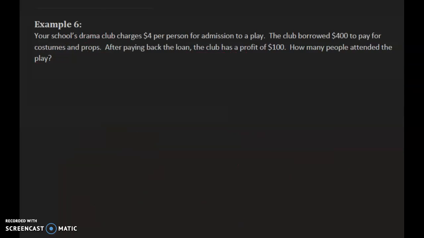This example says, your school's drama club charges $4 per person for admission to a play. The club borrowed $400 to pay for costumes and props. After paying back the loan, so that means they have to give the money back, which indicates subtraction because it's coming out of their bank account, the club has a profit of $100. That's how much money they have left. How many people attended the play?